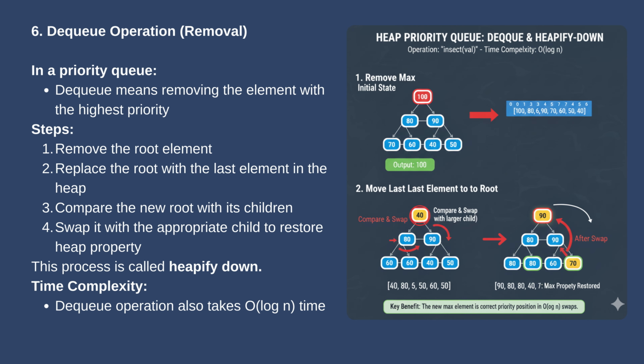To do that, first remove the root element. Second, replace the root with the last element in the heap. Compare the new root with its children. Swap it with the appropriate child to restore the heap property. This process is called heapify down. Time complexity: DQ operation also takes O(log n) time.